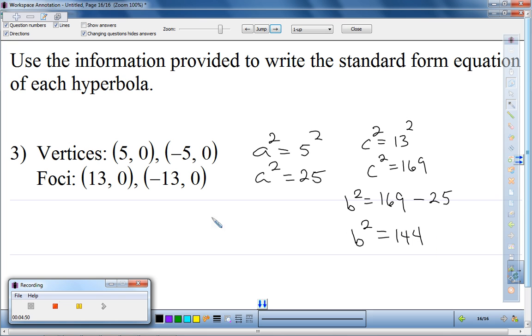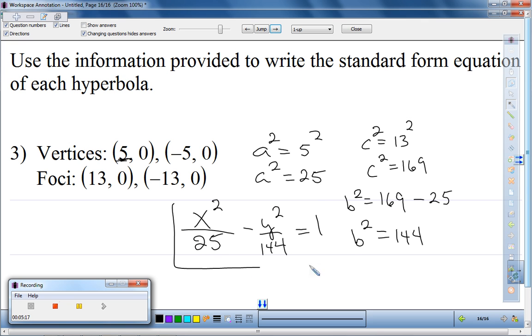Now we have to decide what comes first, x or y. We look over here, this is in the x location, so the vertices tell us which comes first, x or y. So it tells us x. Alright, so it would be x squared minus y squared equal to 1. So we put b squared underneath the y, and then a squared will go underneath x. So we end up with x squared over 25 minus y squared over 144 is equal to 1.